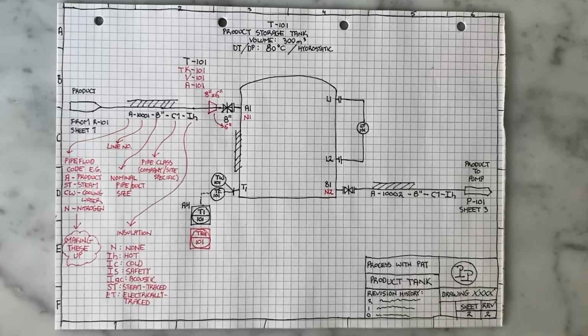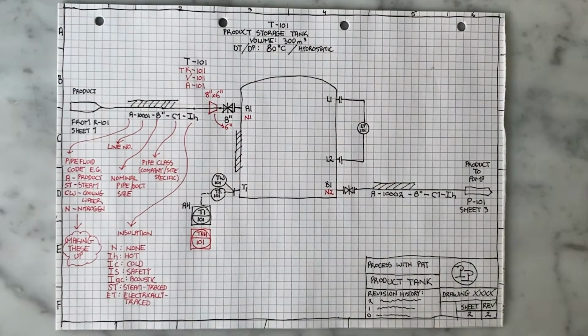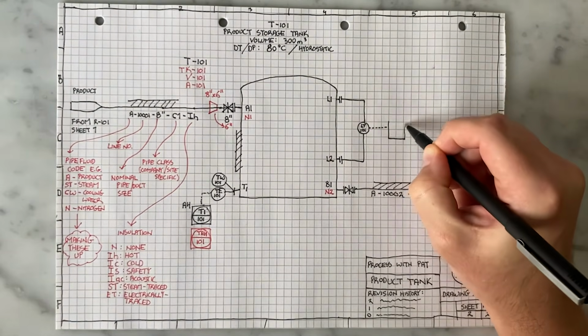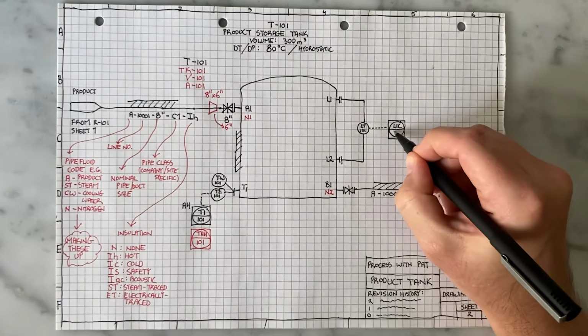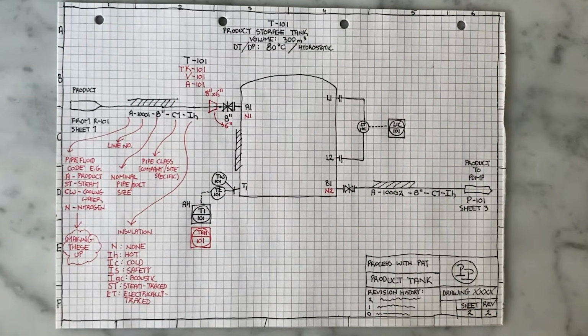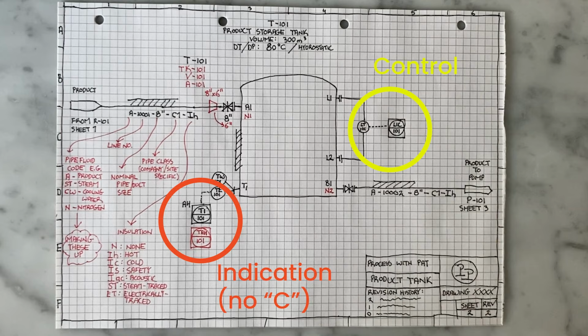Let's say we want to control the level in this tank. What we would do is take the signal from the level transmitter and send it to a controller, a LIC, level indicator controller. So in this instance, the level is a controlled variable, that's why there's an LIC, while the temperature is simply for indication, and that's why we have no TIC. It's not that you couldn't do it, it's just that we're not doing it in this case.